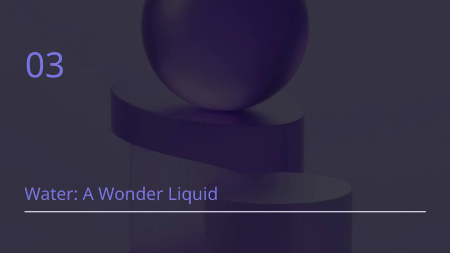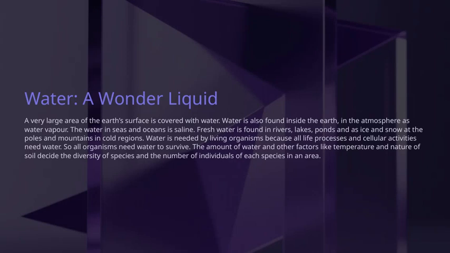It helps regulate temperature, transport nutrients, and remove waste. Without enough water, our health is compromised, which highlights just how important it is to manage and conserve this precious resource wisely. Connecting this to our overall theme, water exemplifies how something seemingly simple can be a cornerstone of life and sustainability. It reminds us to appreciate and protect this incredible resource because our future depends on it. Water truly is a wonder liquid.